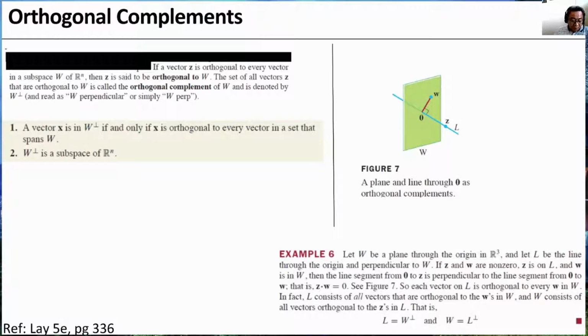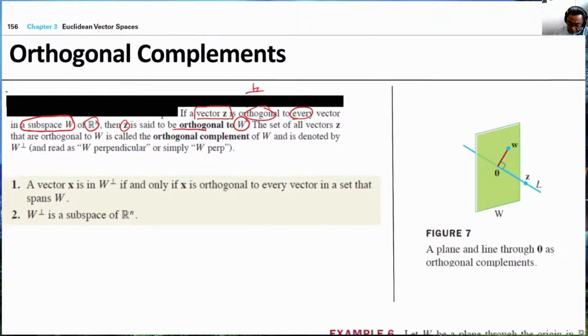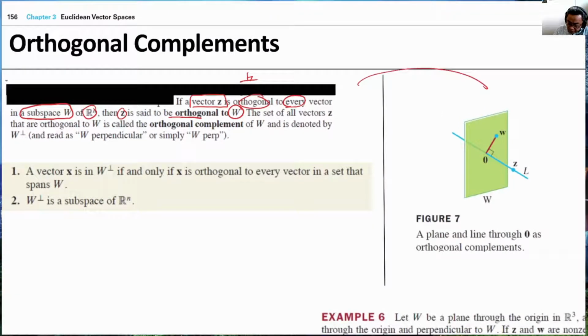In the next two slides, we'll talk about the concept of orthogonal complement. If a vector z is orthogonal to every vector of a subspace W in Rn, then z is orthogonal to W. Z is not orthogonal to one vector. Z is orthogonal to the whole subspace of W. Let's see an example here.